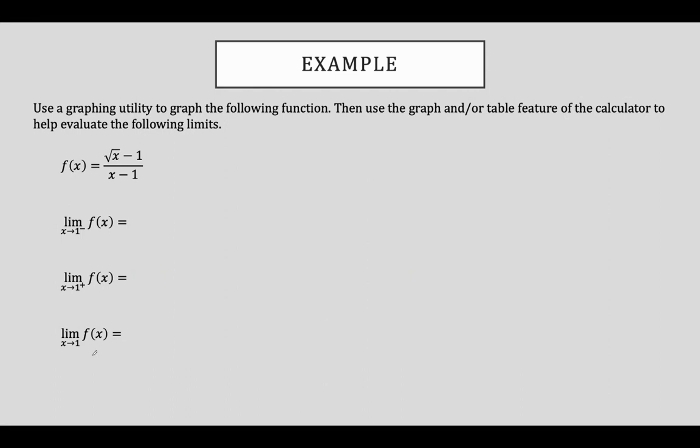Same idea. Use a graphing utility to graph the following function, then use the graph and/or table feature of the calculator to help evaluate the following limits. So let's start off by graphing this function. f of x is equal to the square root of x minus 1 divided by x minus 1.